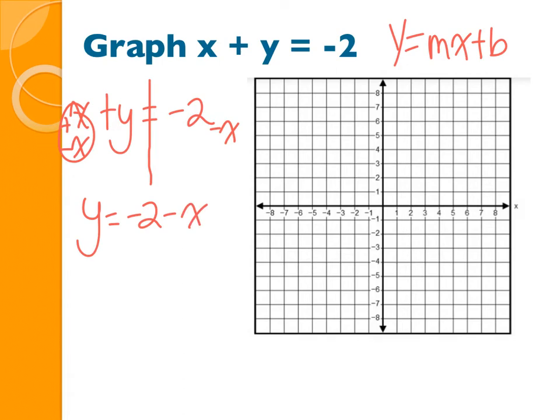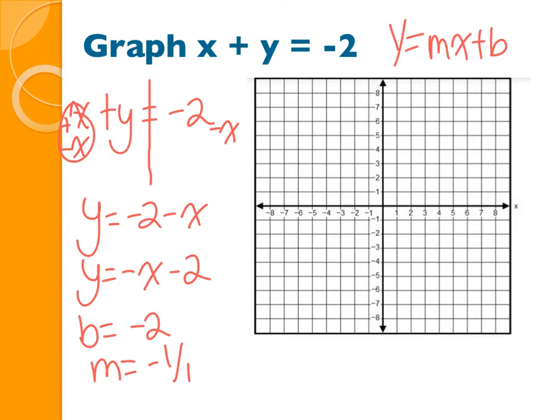But I want it in the y equals mx plus b form, so I'm just going to flip-flop everything. I'm going to move my negative x to the front, minus 2. My b is negative 2, and my m is negative 1 over 1. So I'm going to plot my negative 2, and go down 1, and there's my line. So the goal is to get the y by itself, and to get it into the y equals mx plus b form.